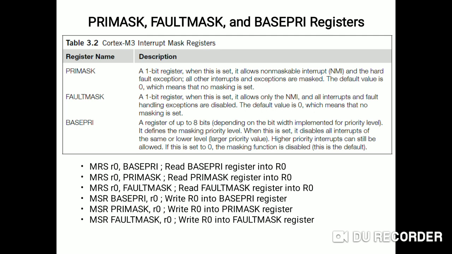Next is FAULTMASK. It is again a single bit register. When this is set, it allows only the NMI, and all other interrupts and fault handling exceptions are disabled. The default value is 0, which means that no masking is set. Next is BASEPRI. It is an 8-bit register. Depending on the bit width implemented for priority levels, it defines the masking priority level. When this is set, it disables all the interrupts of the same or lower level. Higher priority interrupts can still be allowed. If this is set to 0, the masking function is disabled.